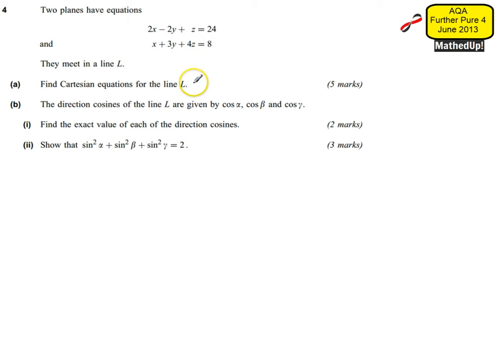Okay, so in order to do this, the first thing we need to do is find out the direction that the line L is going in, and we can do that by finding the cross product of the normals to both of these planes. Well, the normal to this plane is going to be 2, negative 2, 1. So let's write part A over here. Okay, so the normal to the first plane is 2, negative 2, 1, and we want to cross this with the normal to the second plane, which is 1, 3, 4.